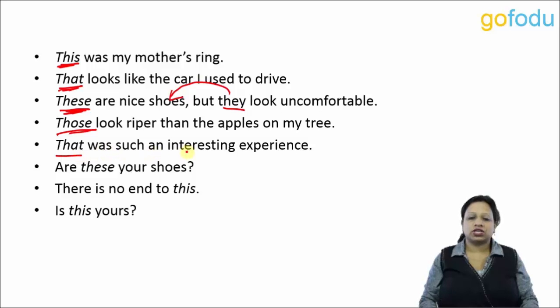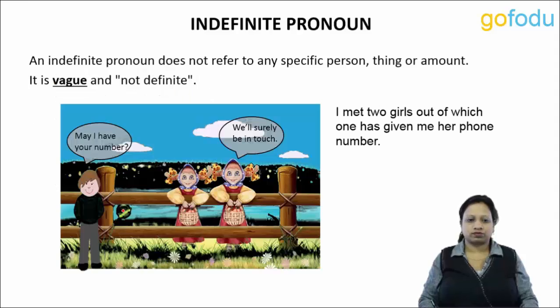That was such an interesting experience. Are these your shoes? These over here is a demonstrative pronoun. There is no end to this. Is this yours? This over here is a demonstrative pronoun. Let's take the next one.